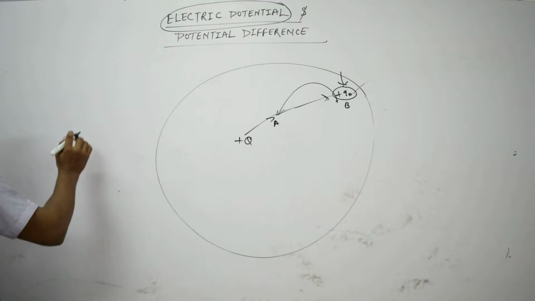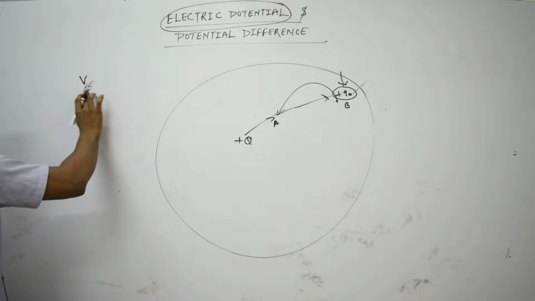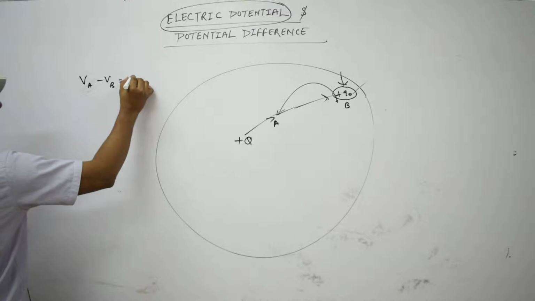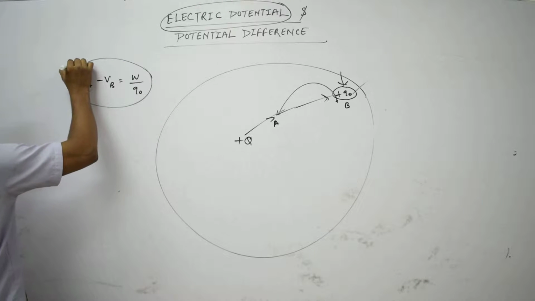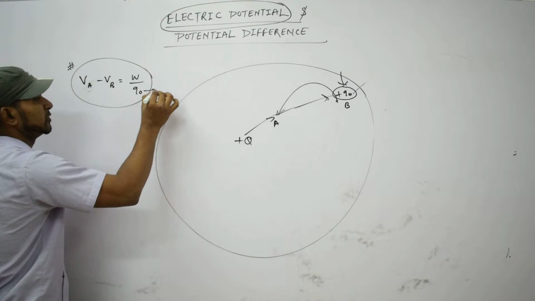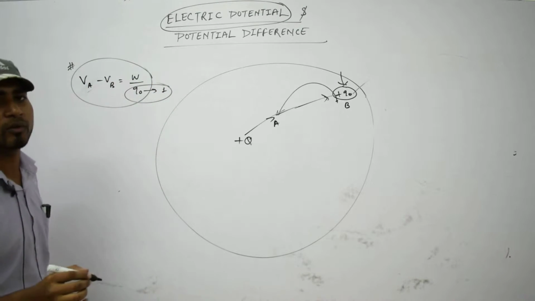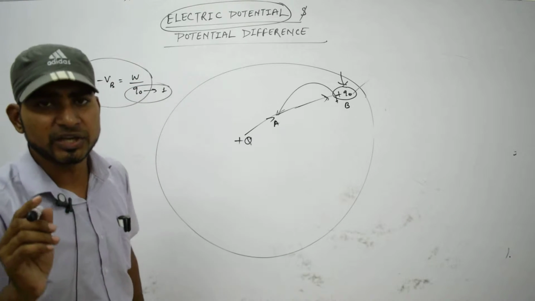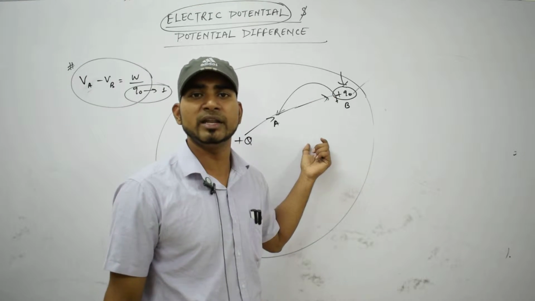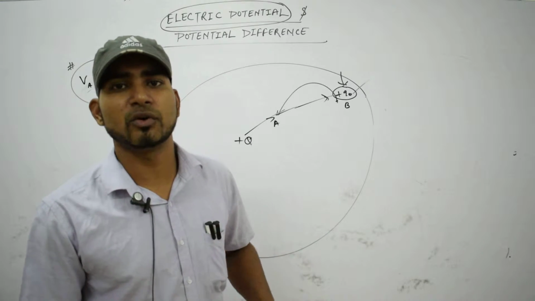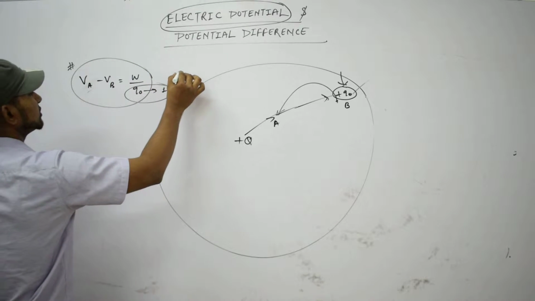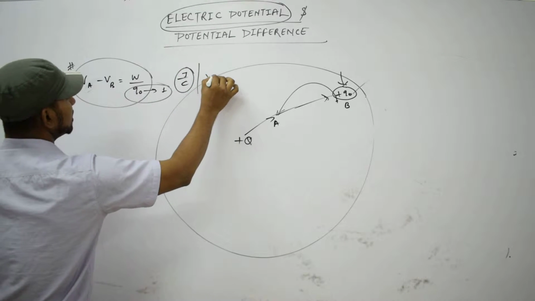So here the potential difference between A and B is VA minus VB equals W upon Q naught. This is the formula of our electric potential difference. If I consider a unit test charge, the total work to be done by the external agency to place it from one point to another inside the field, in the opposite direction of the electric field, is called electric potential difference. The unit is the same, joule per coulomb, or you can say volt.